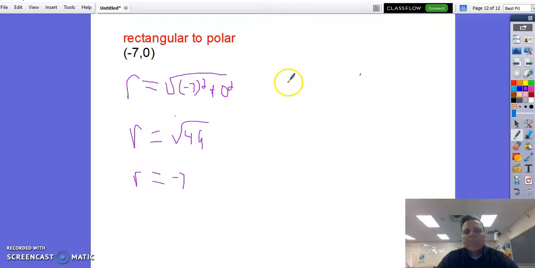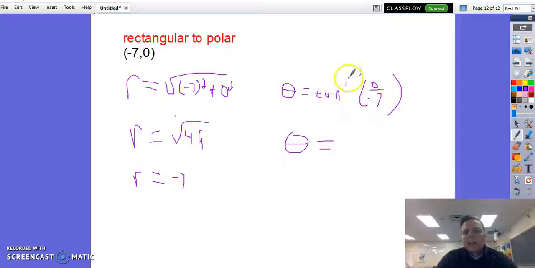All right, so now I have to find theta. Theta is equal to tangent inverse of y over x. You can type this part into a calculator, and I've already done that, so I'm going to jump to it. But tangent inverse of 0 divided by negative 7, you grab a calculator, type that in, you're going to get 0. So it is the same point. That's the surprising part. It's the same point because of where it falls on the axis. Okay? It is the exact same point.